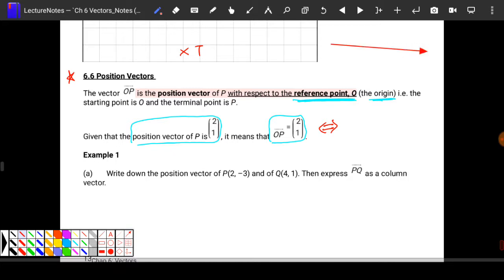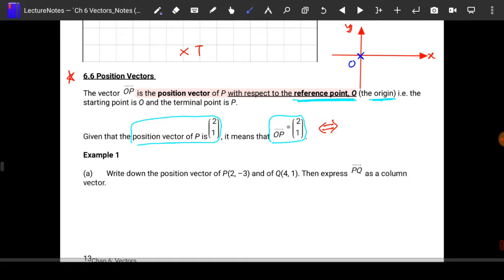Okay, can you help me draw an axis on top? Everyone? Done? Done. Alright, put down X and Y. Can you help me put down point O at the origin? Done? Done. Can follow what I'm doing. Now, tell me what does 2 mean? You look at this 2, what does this 2 mean?